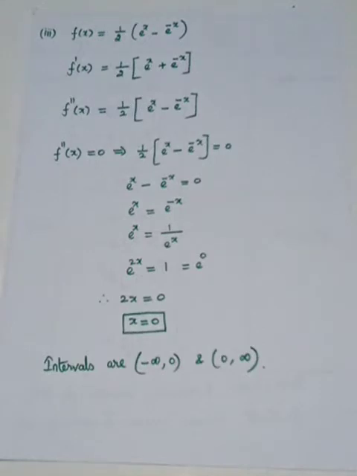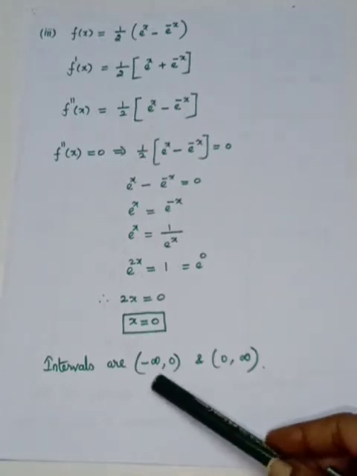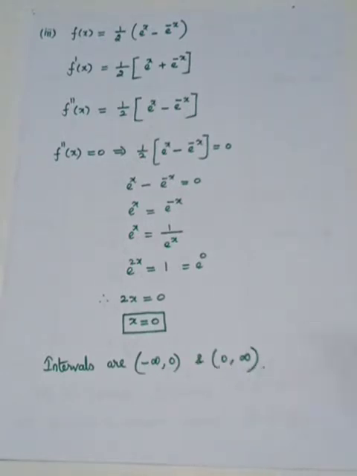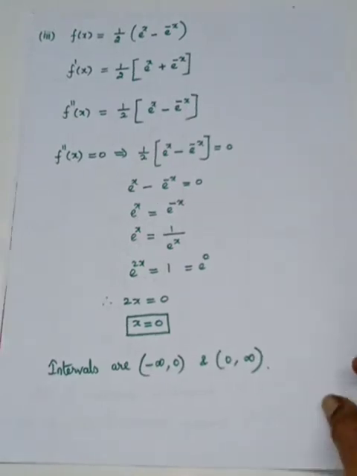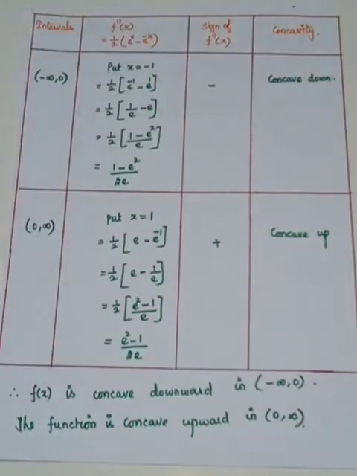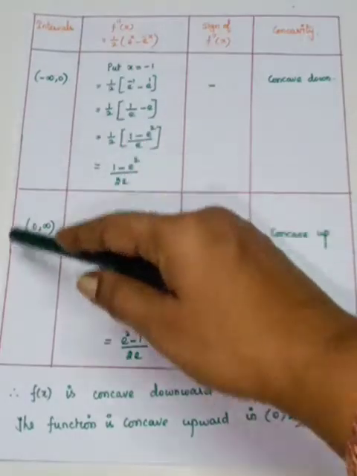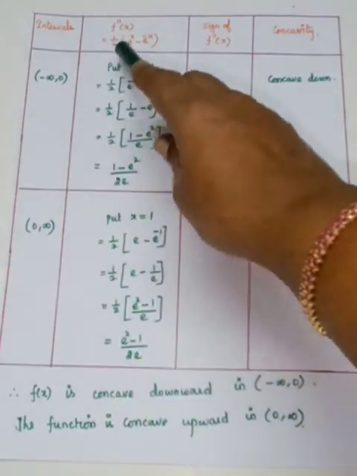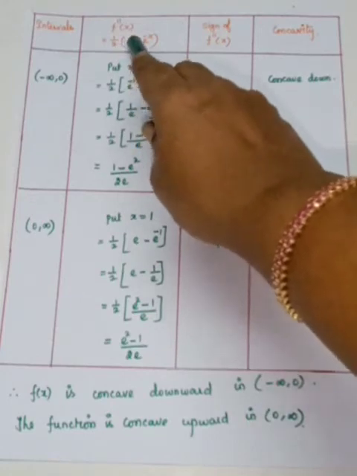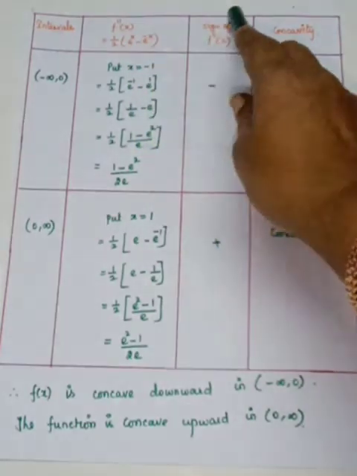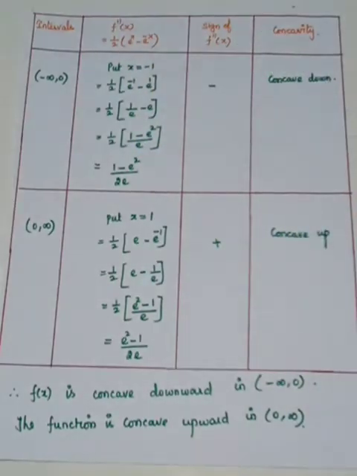And what is the fourth step? Using the point, you have to make an interval. So here the intervals are minus infinity to 0 and 0 to infinity. So the next step, you have to consider each interval, take a point and substitute in f double dash of x. So I have written the two intervals, and f double dash of x is half into e power x minus e power minus x, and you are going to check the sign of f double dash of x.